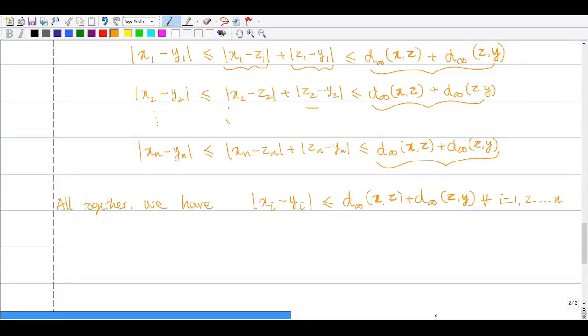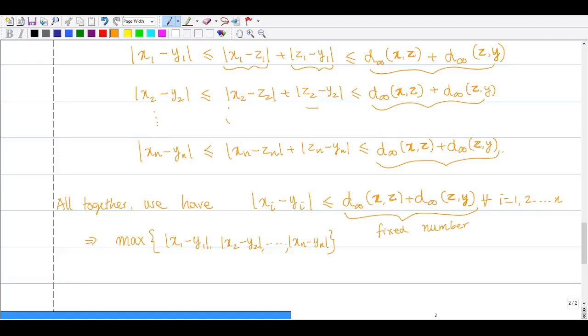Look here, you have 5 numbers, and all 5 numbers are less than 10. So the maximum of these 5 numbers will also be less than 10. Now note that this is a fixed number. So modulus of x1 minus y1 is less than this number, modulus of x2 minus y2 is less than this number. So this implies that the maximum of modulus of x1 minus y1, modulus of x2 minus y2, up to modulus of xn minus yn, okay?